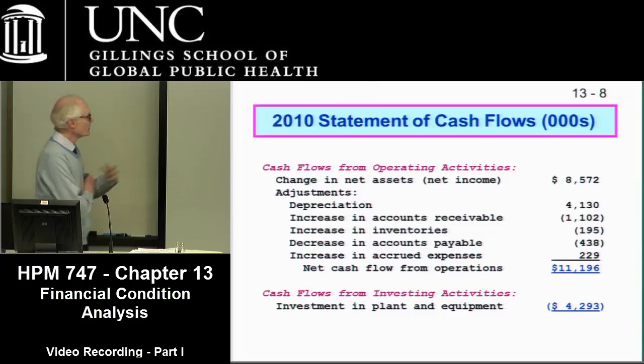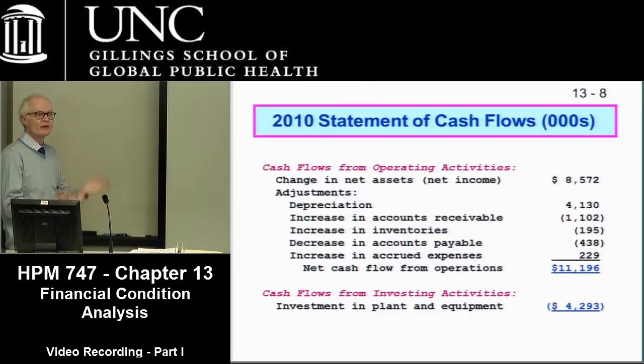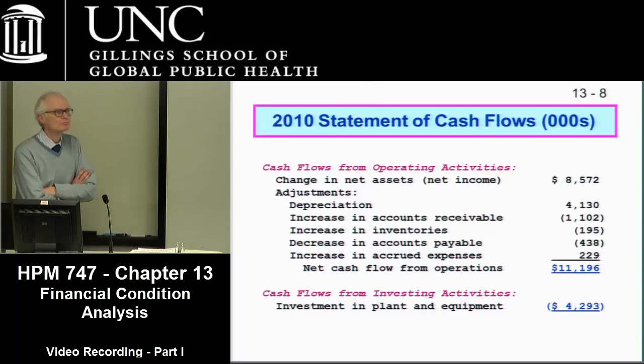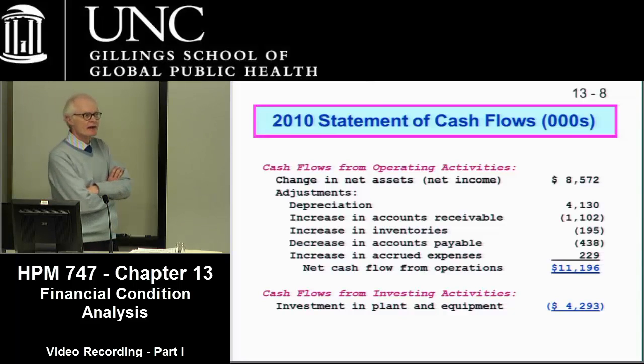And now what we're going to do is look at all the different cash flows that happened from operating activities, from the provision of patient care. And the first is depreciation, where we add back in 4130. Why do we do that? Why do we make it a positive number? It's a non-cash expense. It's a non-cash expense.